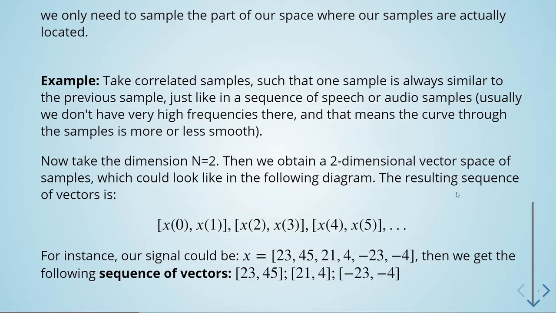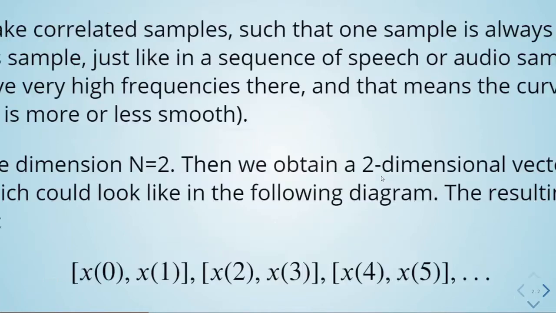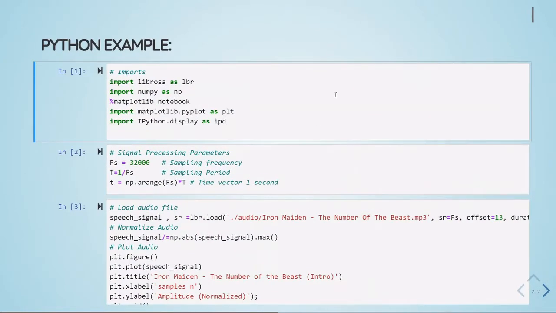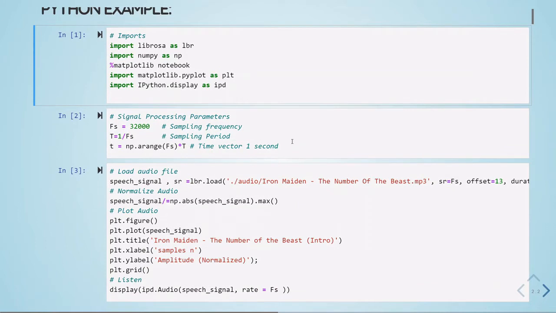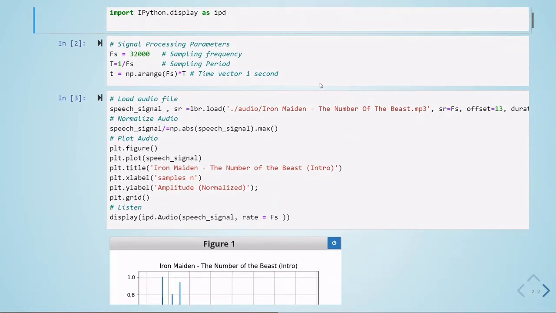To take a look in a more practical way, let's go through a Python example. In this Python example, we're going to use librosa to load our audio files, matplotlib to plot, IPython display to listen to our signals, and numpy for mathematical operations. Here are our signal processing parameters. We are using a sampling frequency of 32 kilohertz, and we're defining a time vector of 1 second that we're going to use to plot our signals.